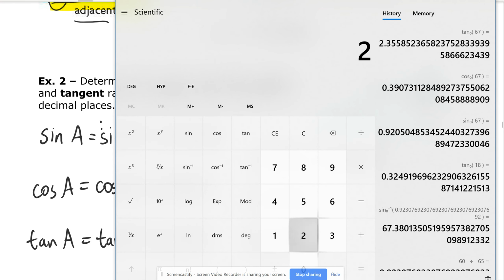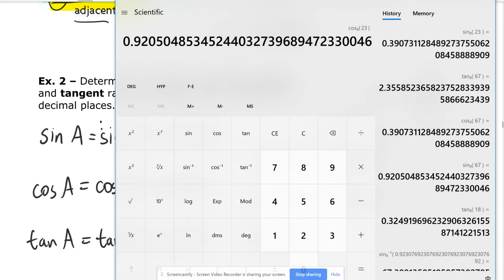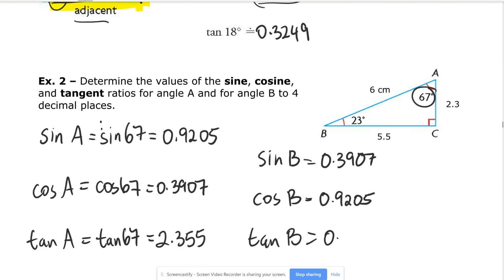Cosine of 23 degrees is 0.9205. And the tangent of 23 degrees is 0.4244. Okay.